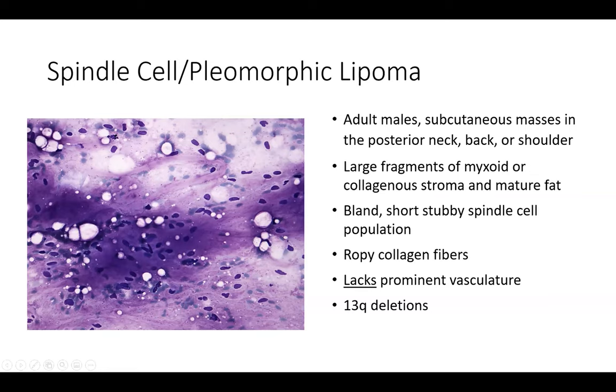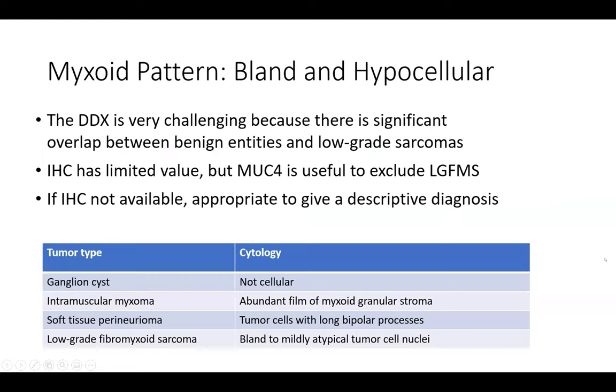So you often will see mature fat and not lipoblasts in this entity. These lack prominent vasculature, as mentioned before, which is a helpful feature to distinguish from myxoid liposarcoma, in addition to the very different clinical presentation. And these lack DDIT3 fusions and are characterized by 13q deletions.